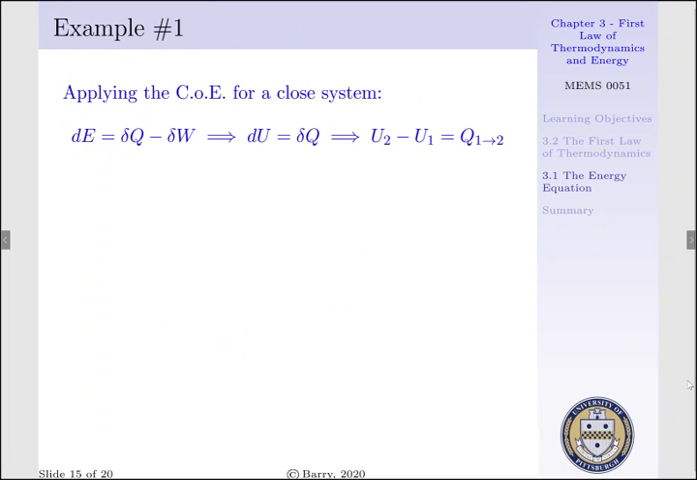For us to begin, we have to apply the conservation of energy equation for a closed system. Our change of energy is equal to delta Q minus delta W. Our change of energy, dE, is equal to the change of our internal energy plus the change of our kinetic energy plus the change of our potential energy. Since our system is not moving and there is no change of elevation, our change of energy is simply equal to the change of our internal energy. Since our vessel is fixed, i.e., it is not changing in volume as we add heat, delta W is equal to 0. That is, our conservation of energy equation reduces to dU is equal to delta Q, or our internal energy at state 2 less our internal energy at state 1 is equal to the heat supplied going from state 1 to state 2.